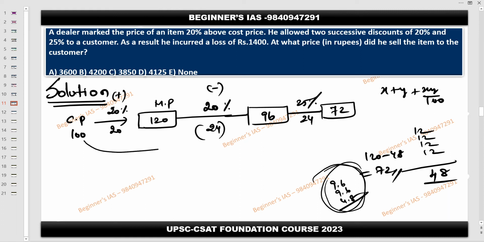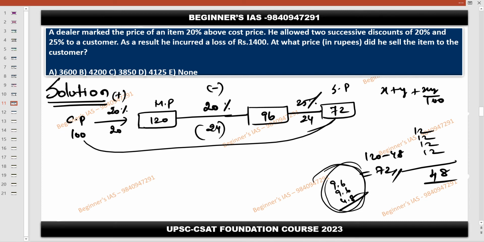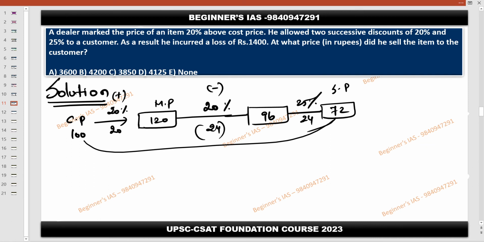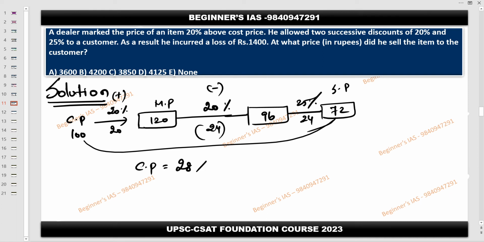Then overall loss. So listen, subtract this. So now this is the selling price. So subtract this, 28. So therefore loss occurred. Therefore, what is the CP? 28% of 1400.